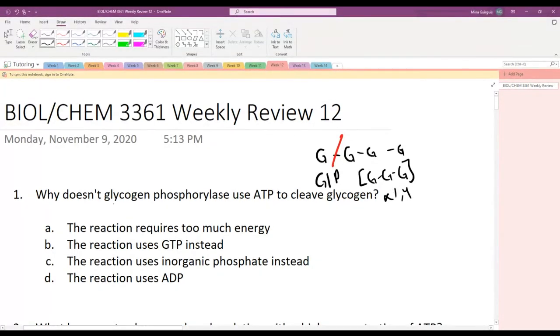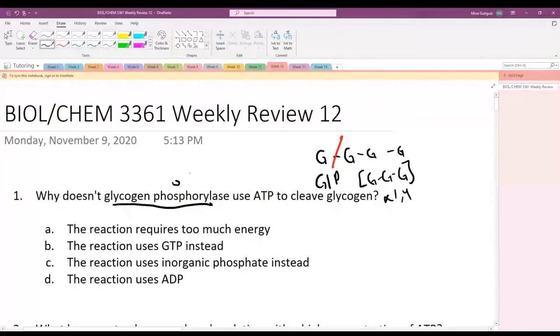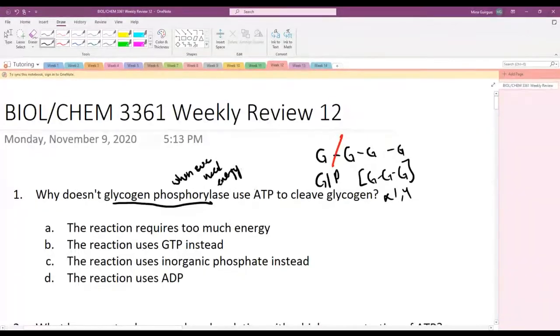We use this enzyme when we need energy. So it doesn't make sense for us to use energy when we need energy, right? The two don't match. That's why I can tell you already, B is going to be wrong. If it used GTP instead of ATP, it would be the exact same thing because the energy is almost identical. So that's out. ADP, while yes, it does have phosphate groups because it's a diphosphate, is generally a sign of low energy status, and so it's also out.